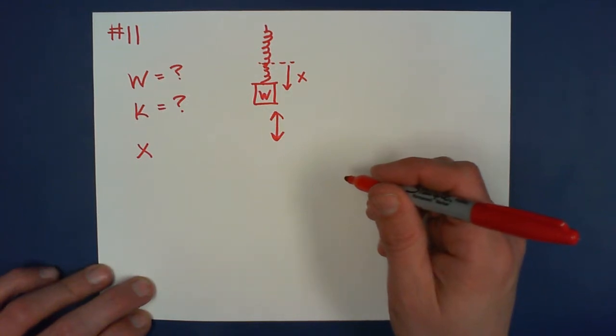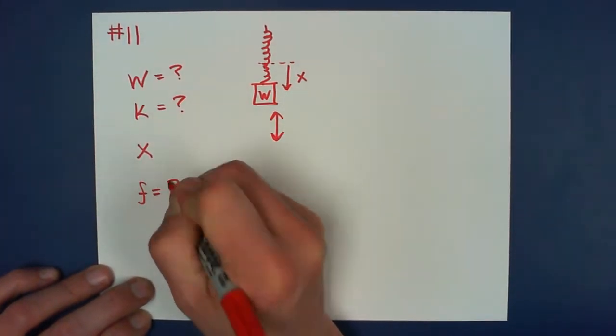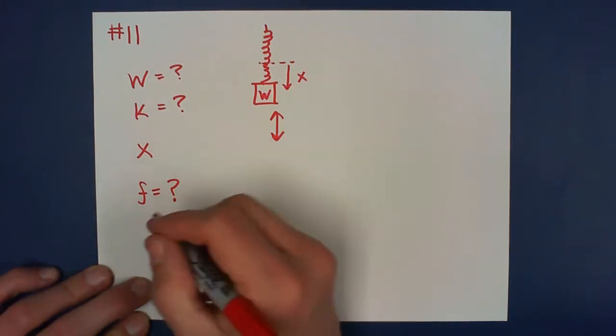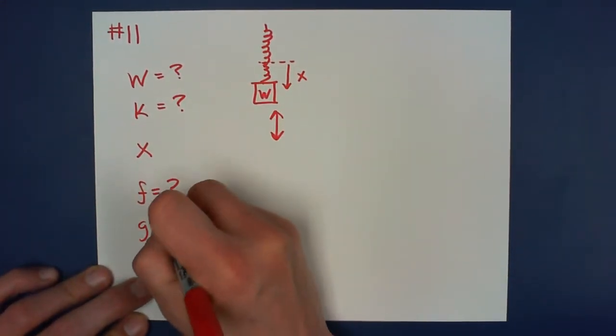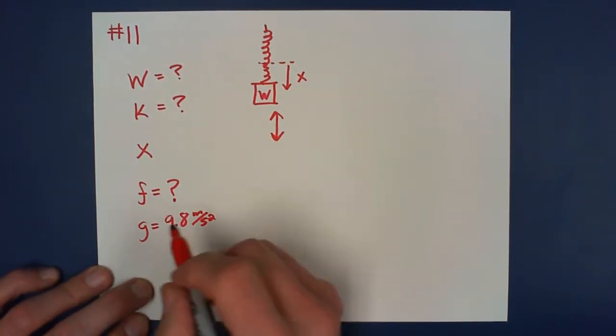So the question is to calculate the cyclical frequency of the resulting motion. So we're looking for the frequency. The acceleration due to gravity is 9.8 meters per second squared. So we got that value as well. Okay, so we're looking for frequency.